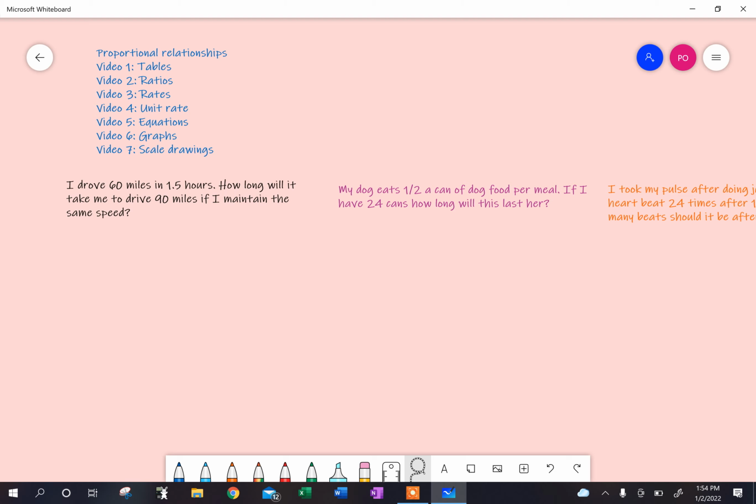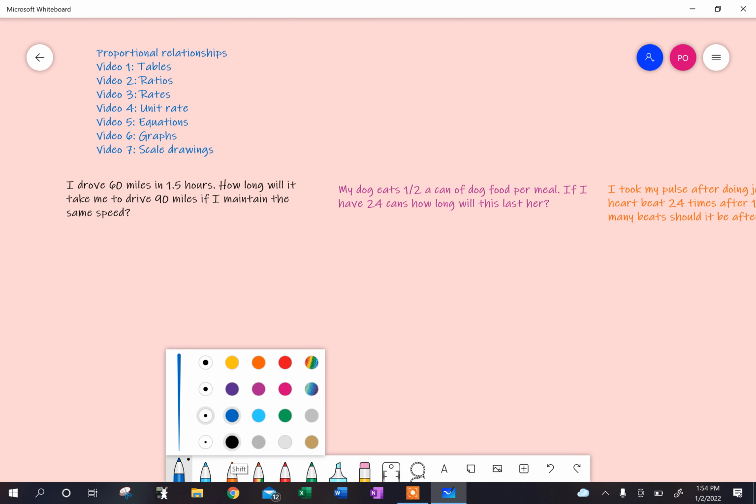The first one says I drove 60 miles in 1.5 hours. How long will it take me to drive 90 miles if I maintain the same speed?